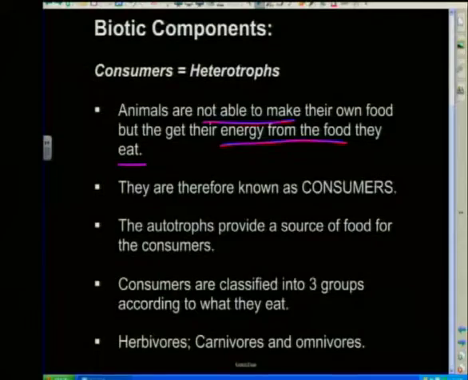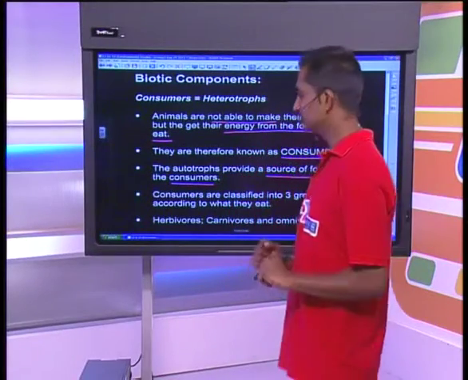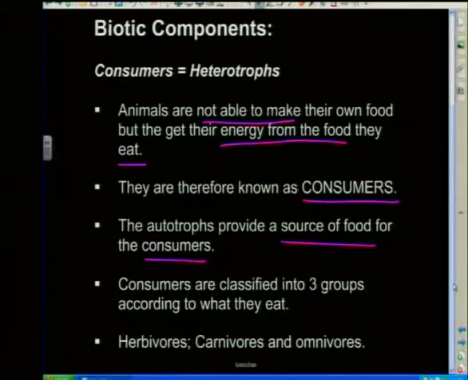So these organisms are also known as the consumers, because these are the ones that consume the producers. The autotrophs provide a source of food for the consumers. When we look at the consumers, we can classify them into three groups. And we've heard these terms before, but we're going to spend some time looking at them in detail. So we can classify them into three groups: herbivores, carnivores, and omnivores.